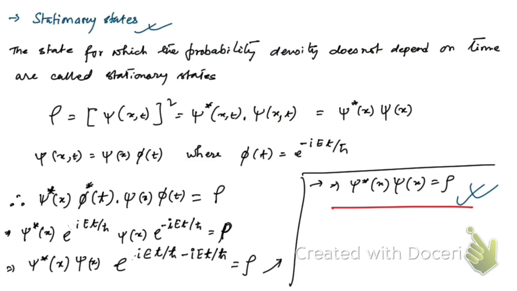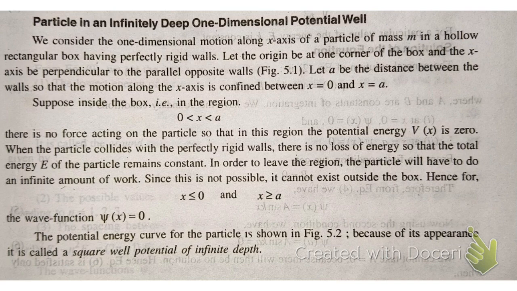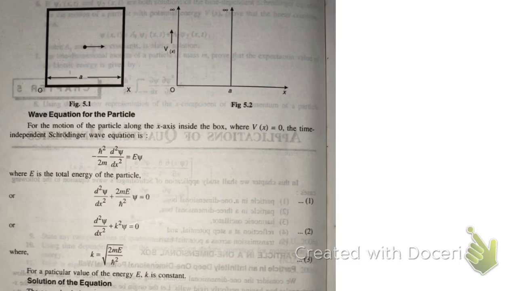So now let's move on to the next question. Question number 4B. Obtain the energy eigenvalues and the eigenfunctions of a particle in a one-dimensional rigid box. Let me show that one here. So this is the answer 4B. In 4B there are two questions. Either you have to solve this one or the other question. This is the next slide. Take the screenshot. First slide, second slide.